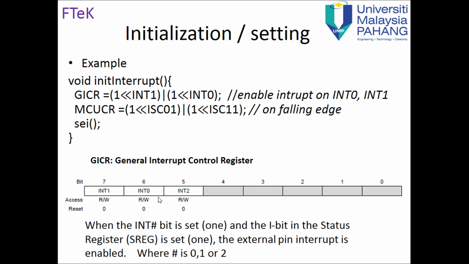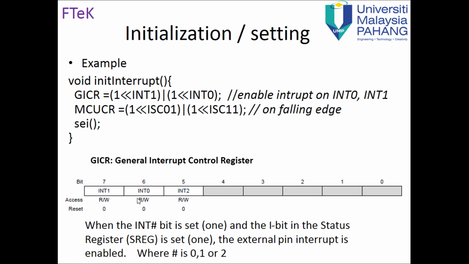Now, how do we deal with the interrupt? We have 3 registers. We already spoke about one of them, which is the status register. There are 2 other registers: one is GICR and the second is MCUCR. If I want to enable the interrupt, as you can see here, this is the GICR, the General Interrupt Control Register. I care about bits 5, 6 and 7. Each one of these bits is a local interrupt.